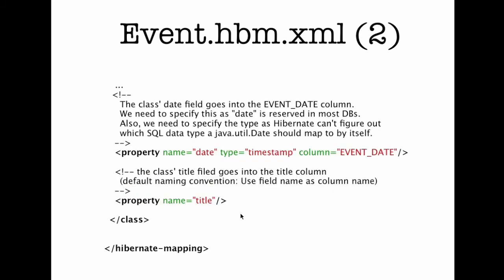And then you see we have more property elements below this class element that indeed deal with the remaining properties of the event class. So you see that the mapping for the title property is pretty straightforward, whereas for the date property we provide some details such as a specific type, and we also use a slightly different name in the database.